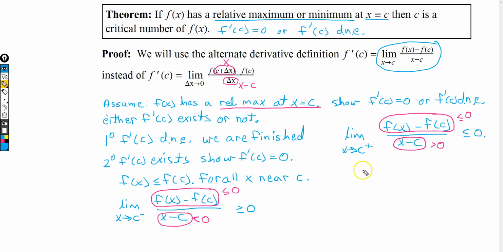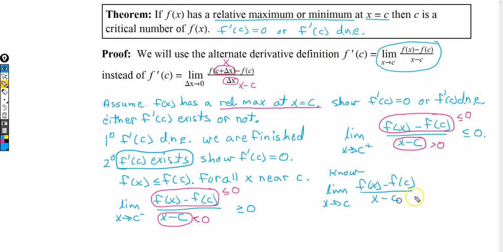All right, now we know that the derivative exists. We're assuming the derivative exists. So we know that the limit as x approaches c exists, right? We're given that. We're assuming that. And so what that means is that the left and right hand limits must exist and be equal.